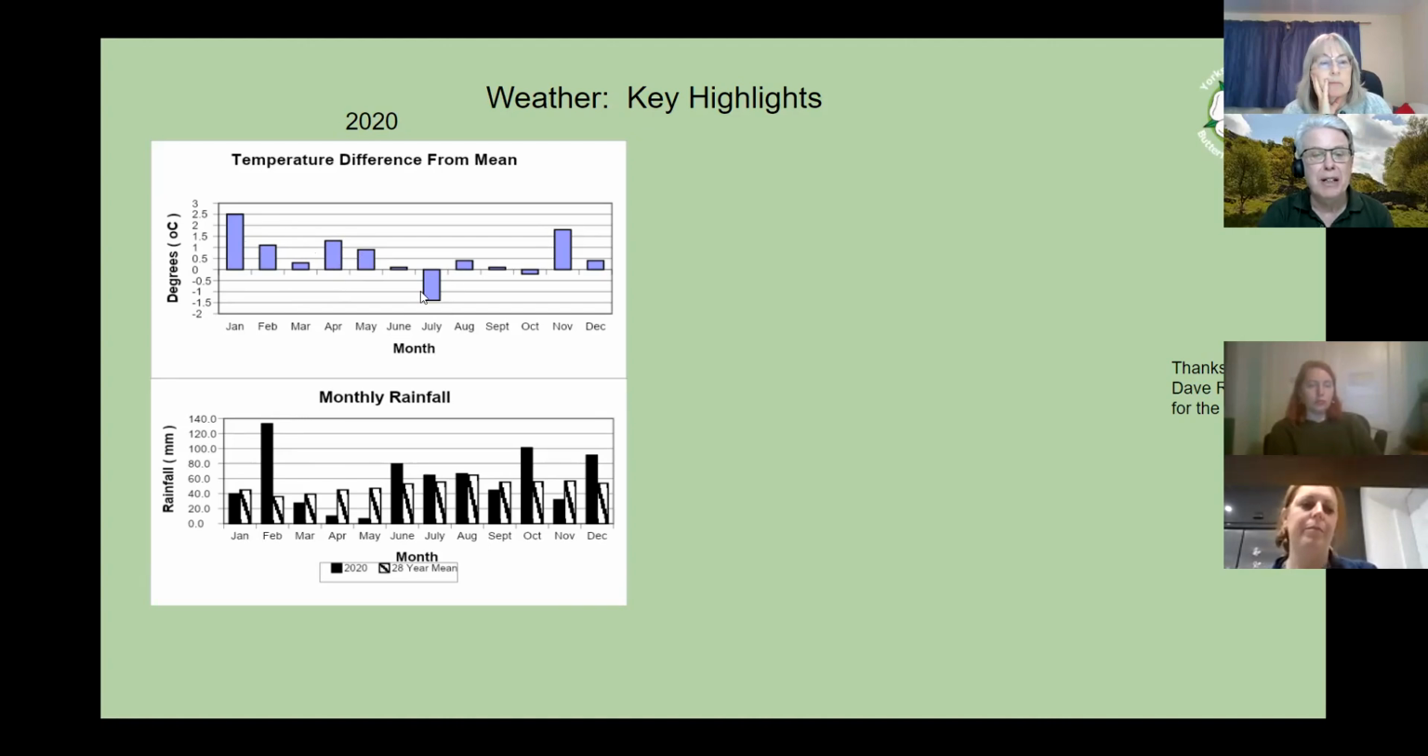We had a rather chilly July, which is a very important month for butterflies. That's when so many of our species are on the wing. And you also notice we had a warm autumn. Rainfall wise, we can see the huge peak we had. Remember all the floods back in February 2020.